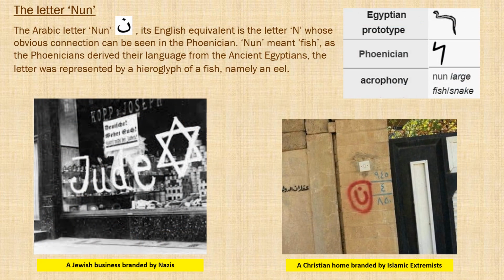For the purpose of this video, in relation to the topic of understanding Islamic creation myths, the Arabic letter Nun will be looked at. Its English equivalent is the letter N, whose obvious connection can be seen in the Phoenician. Nun meant fish. As the Phoenicians derived their language from the ancient Egyptians, the letter was represented by a hieroglyph of a fish, namely an eel, which is a type of fish depicted here.